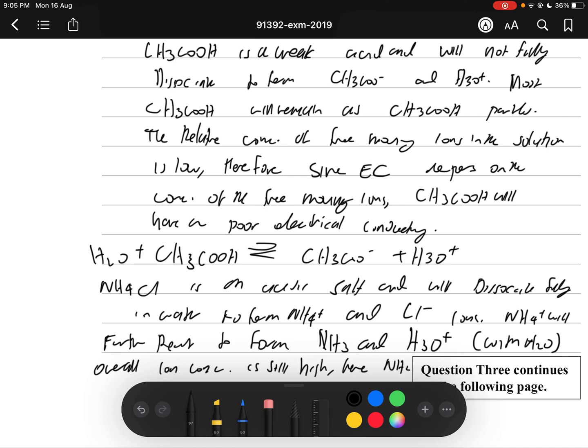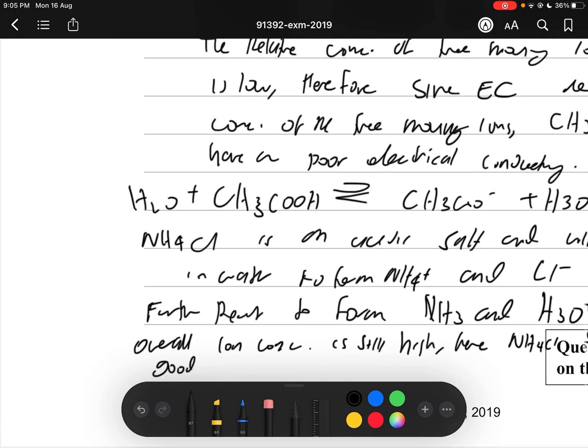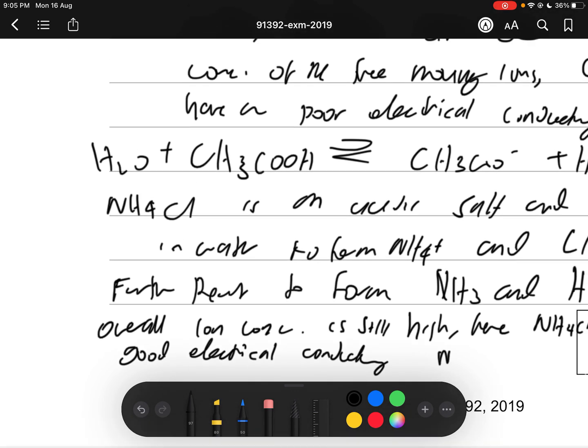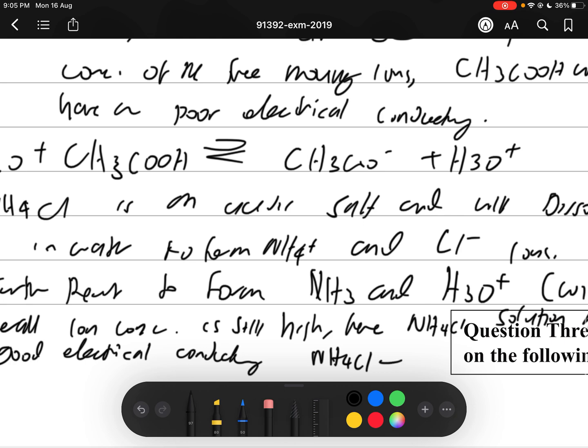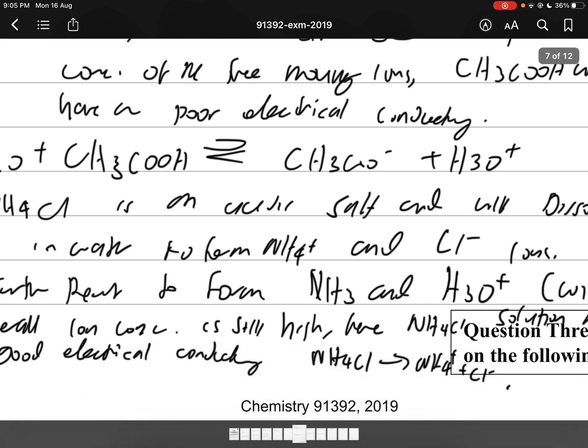So hence NH4Cl solution has a good electrical conductivity. So therefore we can say NH4Cl is going to give us NH4 plus and Cl minus. Alright, that's all we need to say for this question. So we can just say that NH4Cl has a good electrical conductivity and ethanoic acid has a poor electrical conductivity.